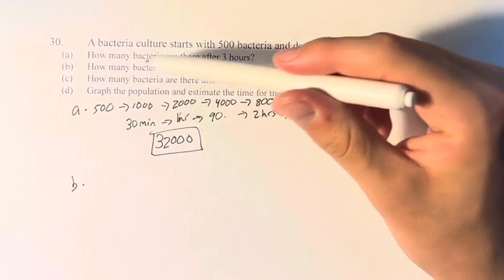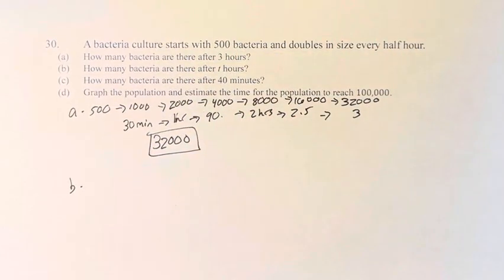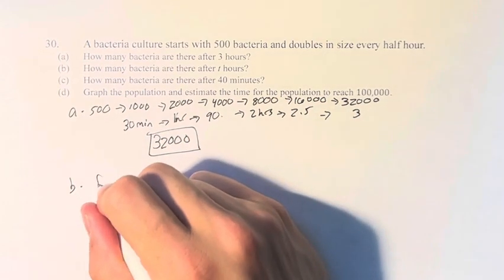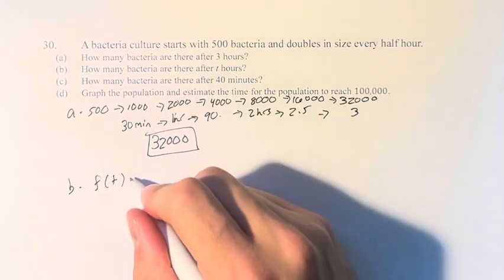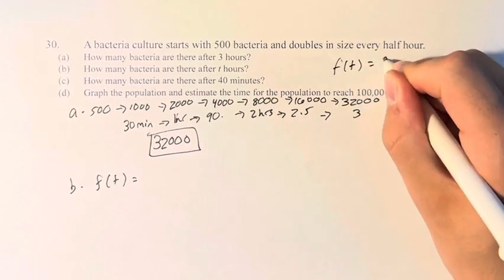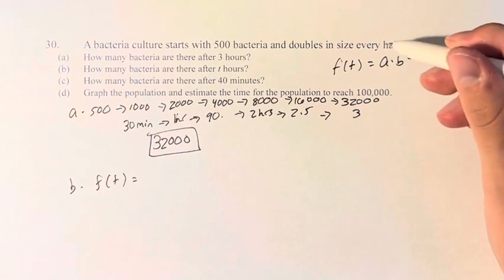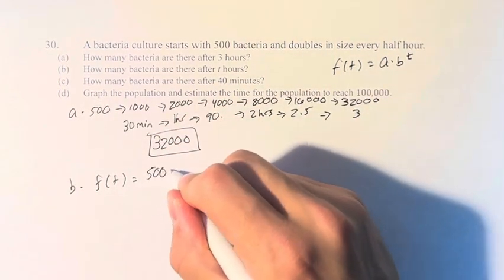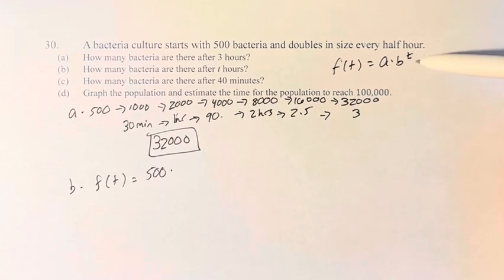So we can turn this exponential relationship into a function. So let's just call it f of t for t hours. So the basic form is a times b to the t. A is our starting point, which is 500, times b, the increase in 1 t hour.